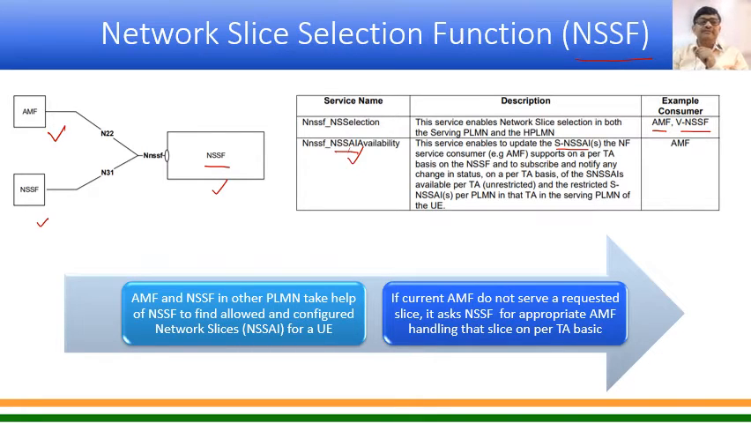So in summary, AMF and NSSF in another PLMN take help of NSSF to find allowed and configured network slices for a UE. So that is the selection part. If the current AMF does not serve a requested slice, it asks NSSF for the appropriate AMF handling that slice on a per TA basis, right? And it also subscribes to a service so that if there is any change, NSSF should tell the AMF.